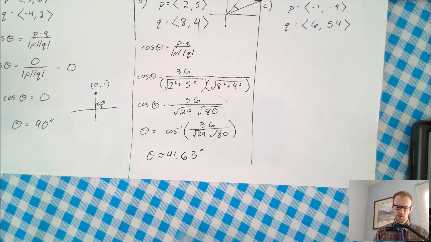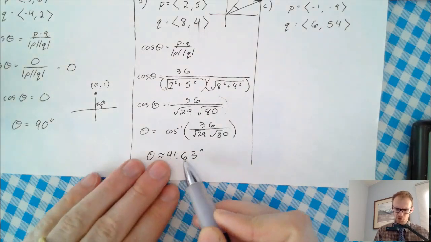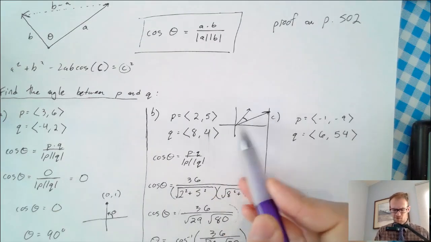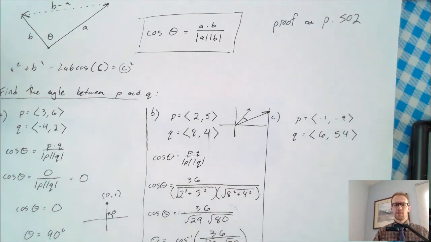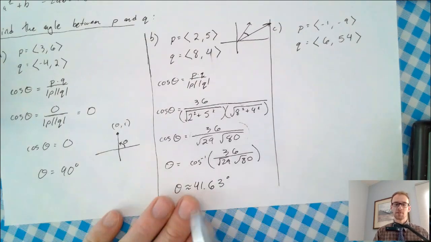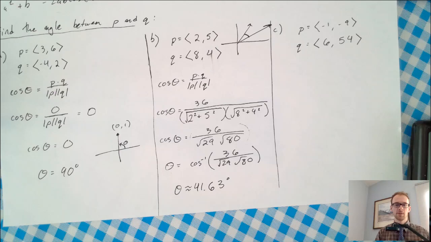Okay, always good to double check. Does that angle seem reasonable to us? Is it supposed to be acute? Okay, yeah, since those vectors both come out in the same quadrant, 2, 5, and 8, 4, that angle is going to be acute, so that answer makes sense. Always good to do a mental check.